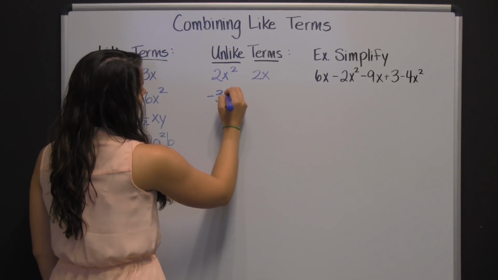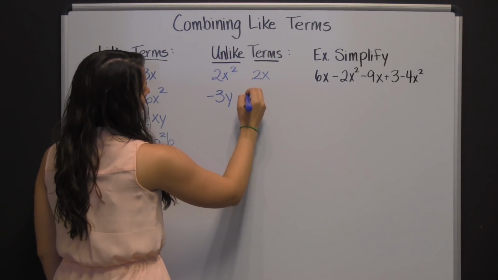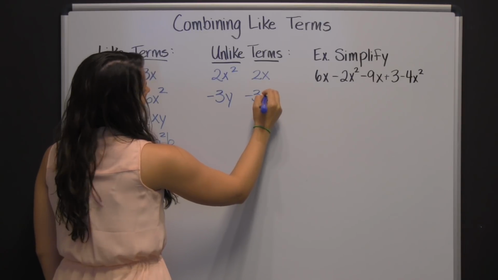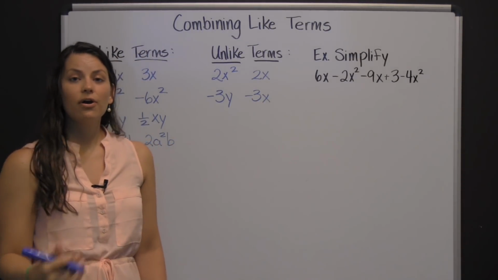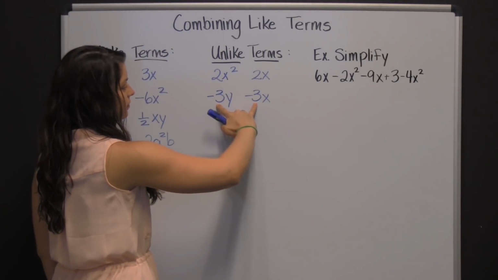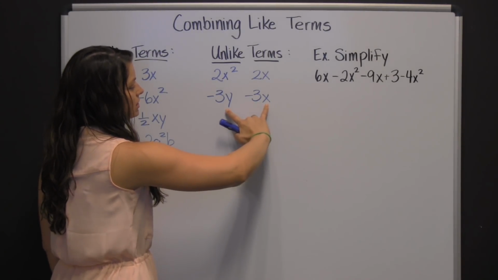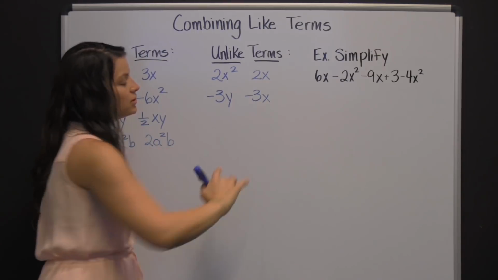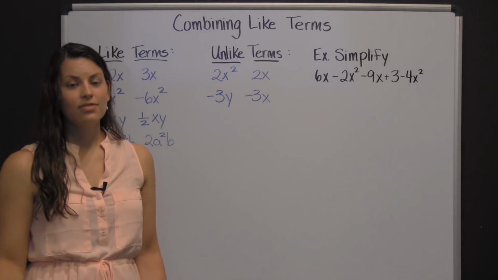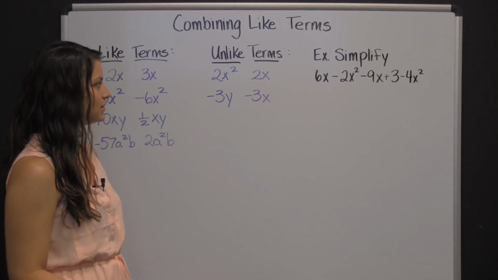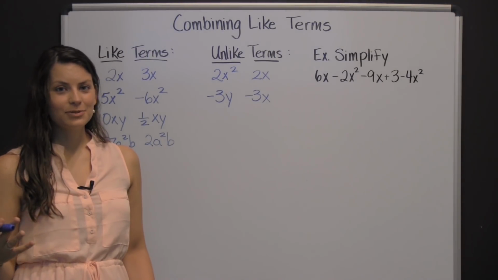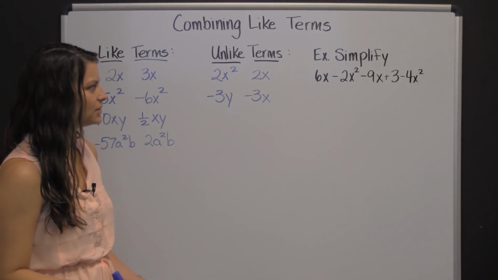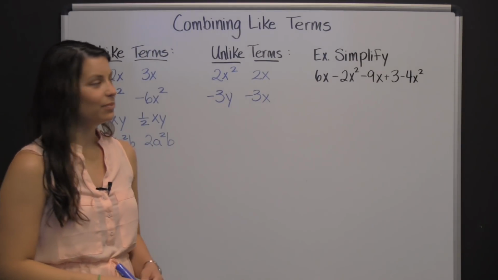Negative 3y and negative 3x. Even though their coefficients are matching, negative 3 and negative 3, since their variable factors are not the same, they're not like terms. So hopefully that covers it for you, the difference between like terms and unlike terms. And now we can look at an example.